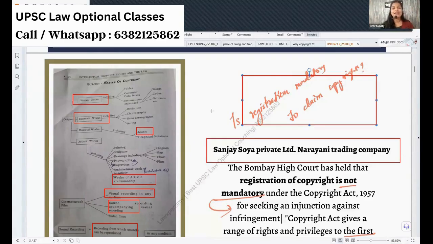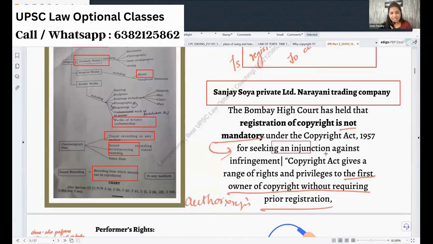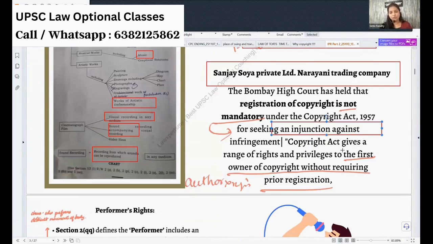No, it cannot say. Registration of copyright is not mandatory. I being the author, the creation per se will give me the right that is called copyright. Registration is not important. So even without registering a copyright, I can get an injunction against any person who is using it. So the first owner will have the copyright even without prior registration. That is a very important point.